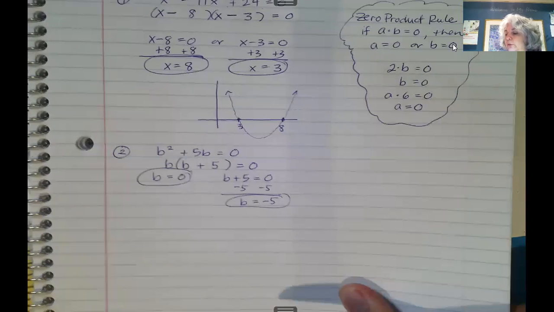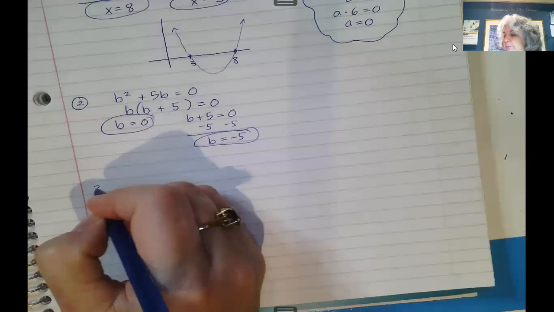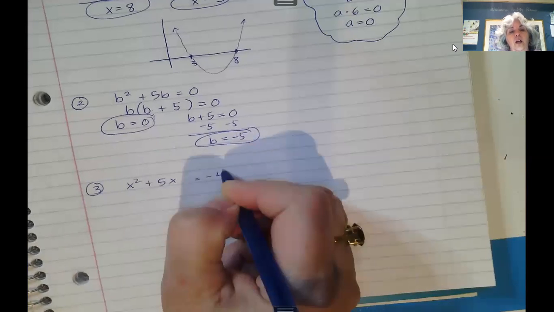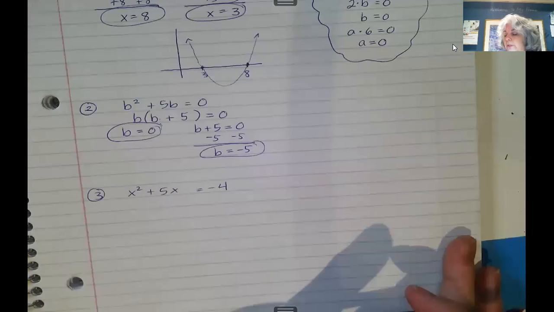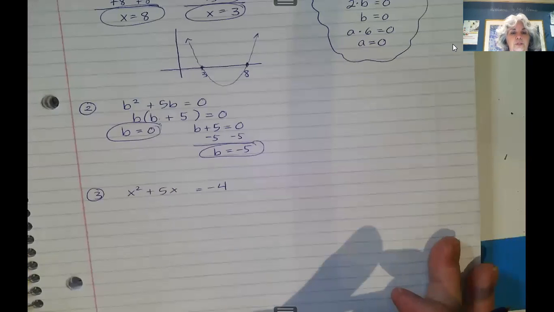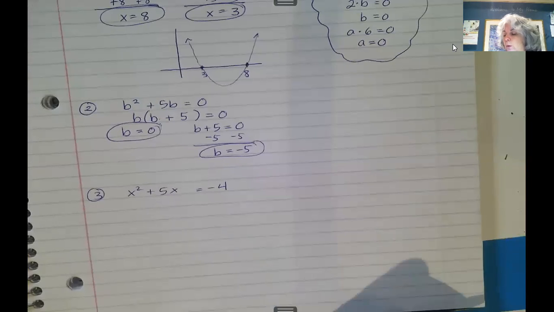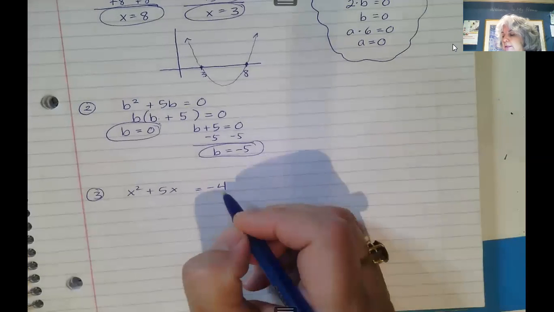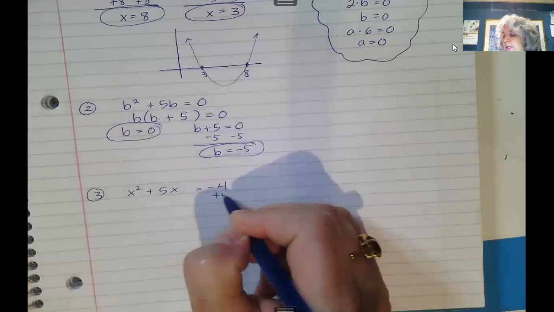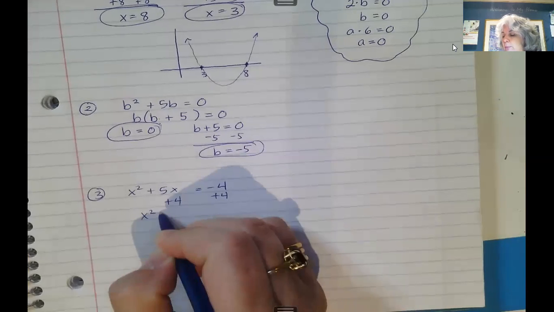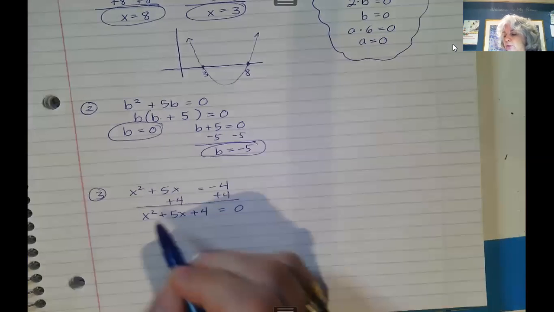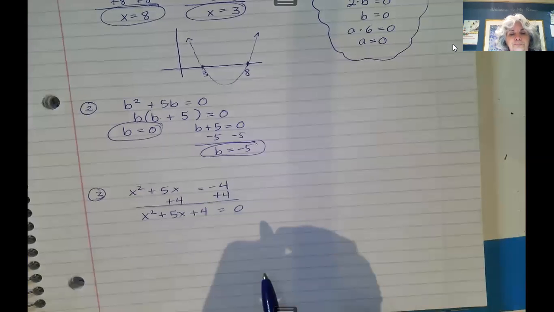Okay, let's keep going. We'll do number 3. Okay, so this one is not set equal to 0 unlike the previous two. So I have to do that first. I want to get everything to one side. So I have to get this -4 over here. The way I'm going to do that is I'm going to add 4 to both sides. So I get x squared, and I'm going to put things in descending order, as we've learned. Squared term, then x term, then the constant term.